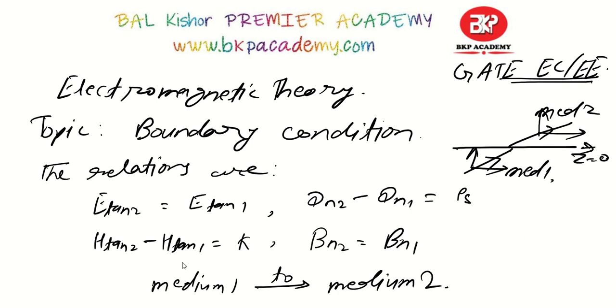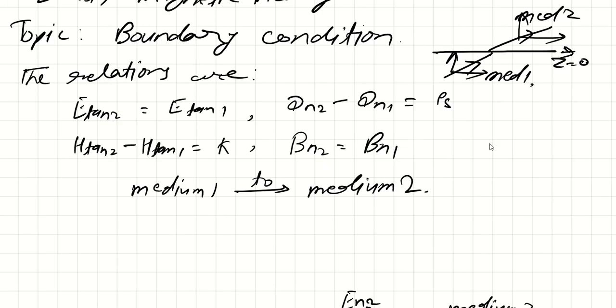So we have to derive this relation, going from medium 1 to medium 2. Whenever there is an incident source, you consider that side as medium 1, and where it is reaching will be considered as medium 2. Alright, so let's move to the derivation.